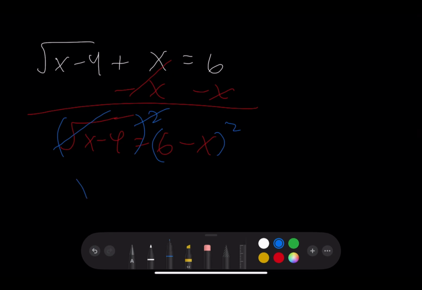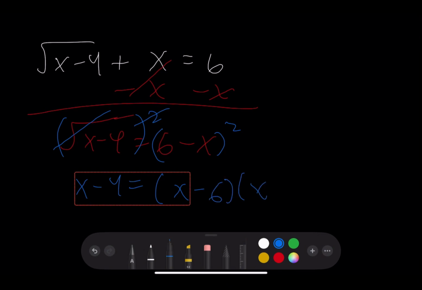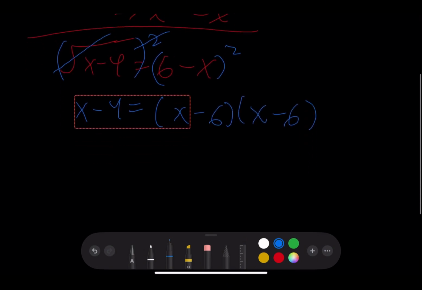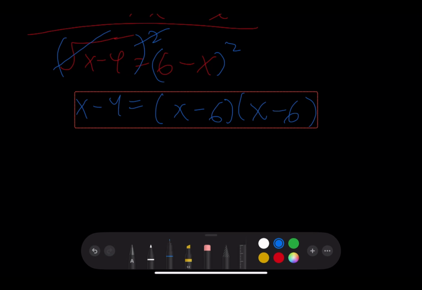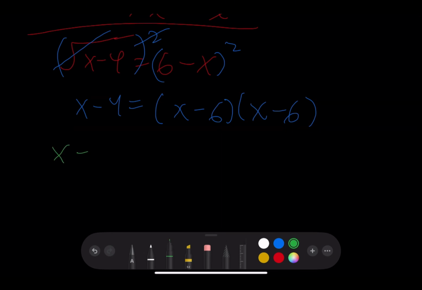So now we get rid of this, square both sides. Now we're left with x minus 4 is equal to 6 minus x squared, which is the same thing as saying x minus 6 squared. I'm just going to write it like that, because we're doing x minus 6 raised to the power of 2. So it's going to be x minus 6 multiplied by itself twice. Now we can do the FOIL method, or you can do the box method, whatever you prefer.